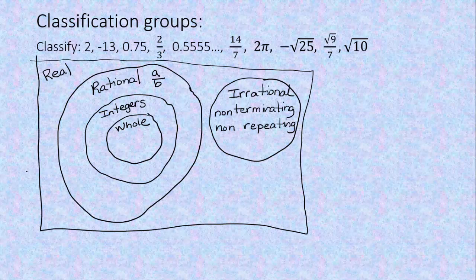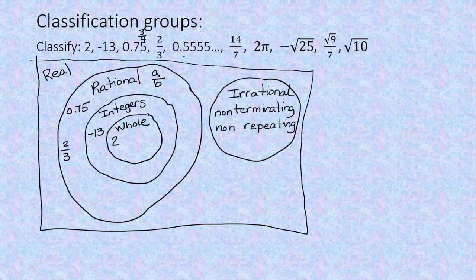When you're asked to classify numbers, you should always list all of the groups that they belong to, starting with the most specific. So in this case, I have a list of numbers and we're going to classify all of them. The number 2 is a whole number, and because it's a whole number, it's also an integer, and it's rational because it can be written 2 over 1, and it's also a real number. How about -13? Well, that's an integer, so it's also rational and real. 0.75 can also be written as 3/4, so that's a rational number, which is also a real number. And 2/3 is also a rational number.